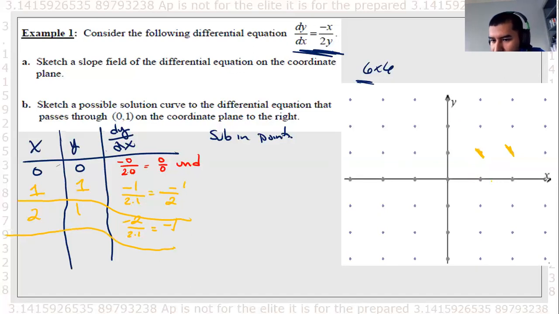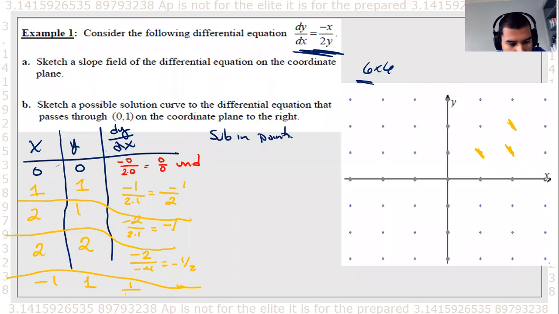I want to see what's happening at 2, 2. So 2 and 2. That gives me negative 2 over negative 4, which is also negative 1/2. So right here, I also have the same slope. And for curiosity, I'm going to try negative 1 and 1, because I think I found a pattern. So that is negative 1 over 2, which is negative 1/2 at negative 1 and 1.